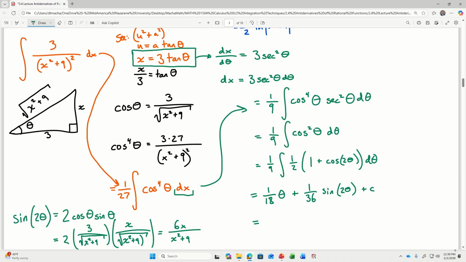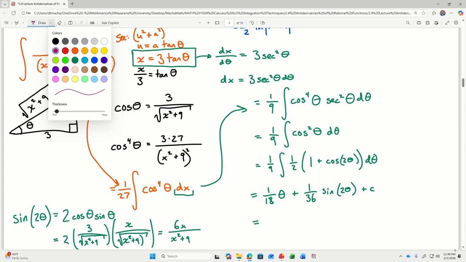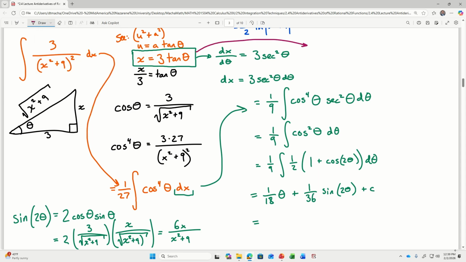To get theta, I have to go back here and say that rearranging that orange equation that I boxed in green, x equals 3 tangent theta, is going to give me theta equals what? You're close. You got to divide by the 3 first, and then take the arctangent of both sides. So it'll be arctangent of x over 3.